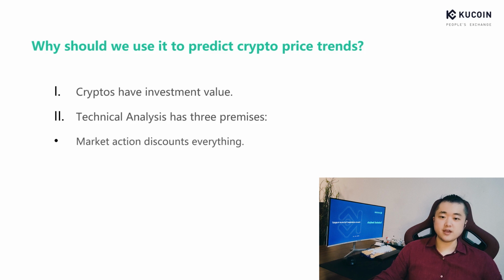Market action discounts everything. That means market movements derive from all kinds of information, such as fundamental information, political news, or psychology. Price moves in trends. That means prices will change in only three ways: ascending, descending, or just fluctuating. History repeats itself. That means the future is just another edition of history, and what we can learn from the past can be used to predict the future.